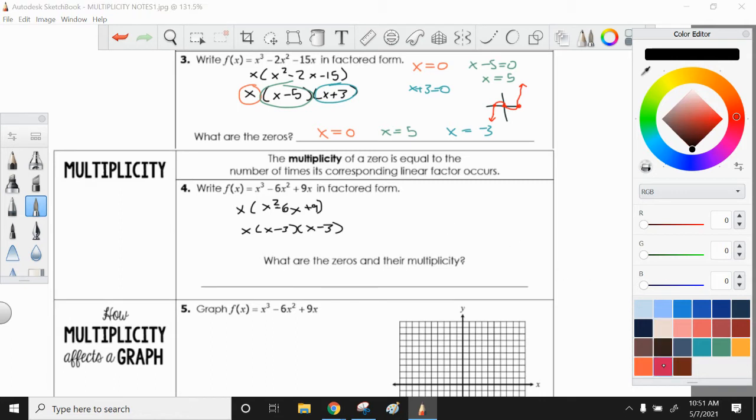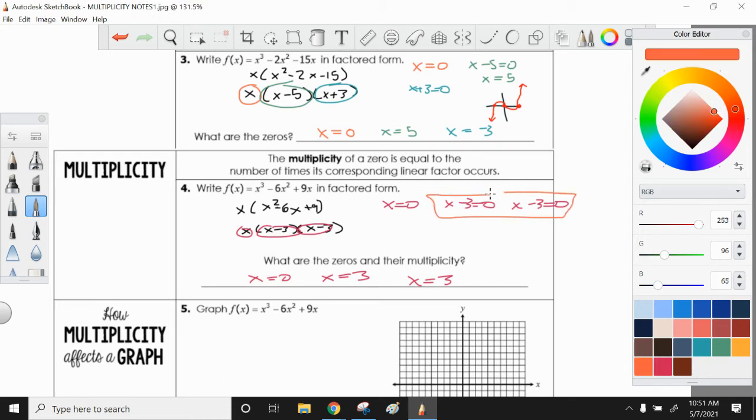So what are the zeros? Okay, cool. Our zeros are x equals 0, x minus 3 equals 0, and x minus 3 equals 0, right? 1, 2, 3. That's going to be 0. That's going to be 3. And that's going to be 3. Right? And so we have this thing. These two are the same zero. We're crossing at 3 for both of these different zeros.